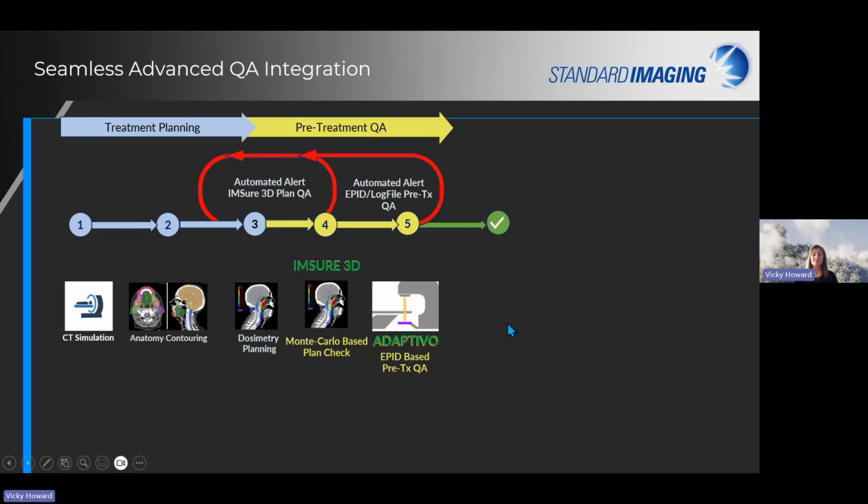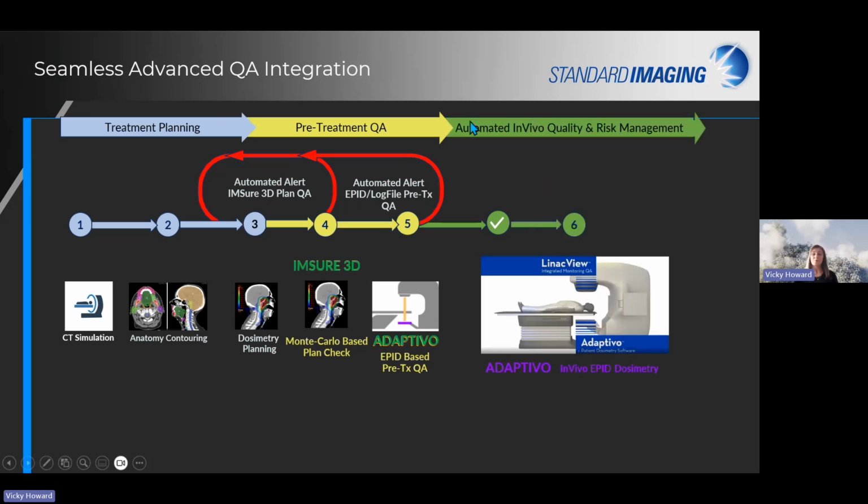And as we know, traditionally this is where more active QA tended to stop, and it was more passive QA on a weekly basis. Physicians review cone beam CTs on a daily basis, but that can be a subjective process. So really, it's time for radiation oncologists and physicists to look at the potential of automating some in vivo quality and risk management downstream. With standard imaging, we do offer two solutions. On the treatment side, we offer our LINAC-View log file-based solution, and Adaptivo, which I'm talking about today, is our in vivo EPID dosimetry solution.